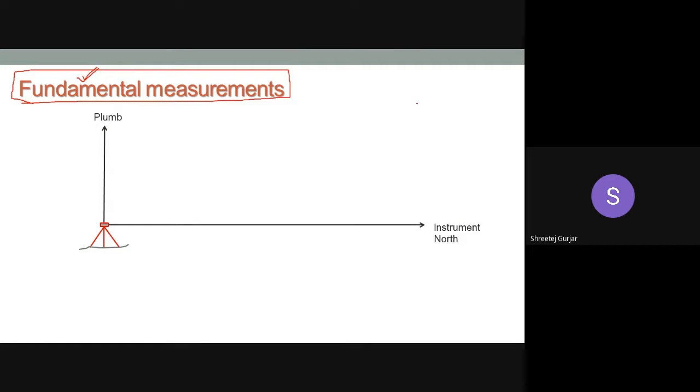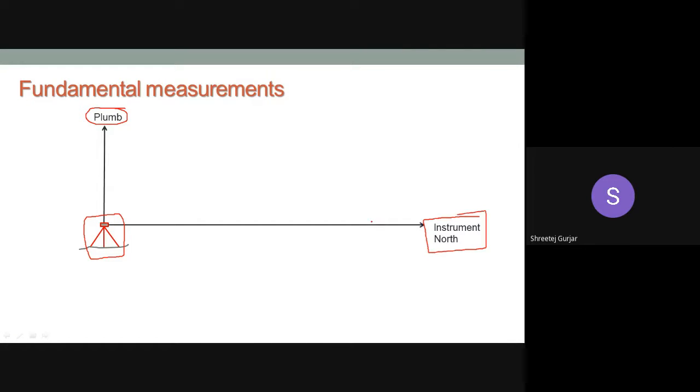Okay, so coming to the fundamental measurements. This is the ground position, and we have set our total station over here. This is the total station. We have set and leveled it, all the things are done. This is the plumb line, the vertical line, the truly vertical line. All right, this is the vertical line, and then this is the instrument north.